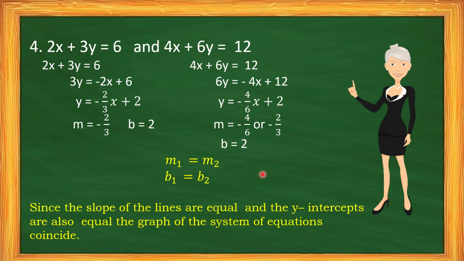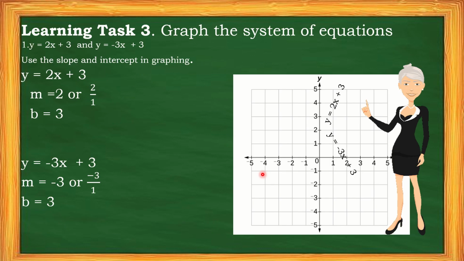Let us now proceed to learning task 3. Graph the system of equations. Since this is a system of equations, you are going to graph the two equations in one coordinate plane. This is almost the same as learning task 1. So we have the first example, y equals 2x plus 3 and y equals negative 3x plus 3.